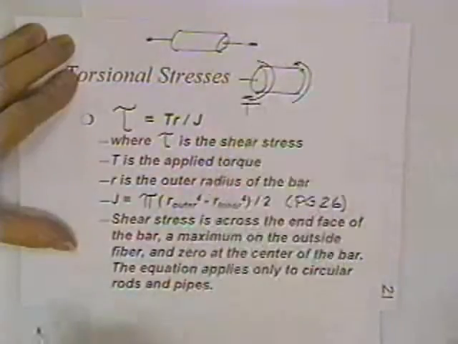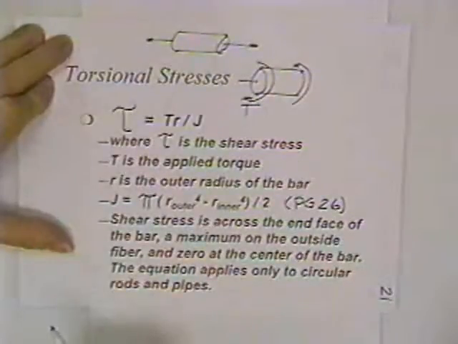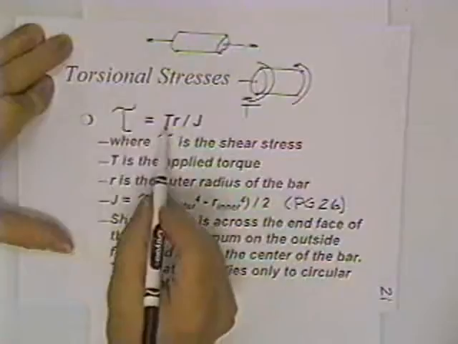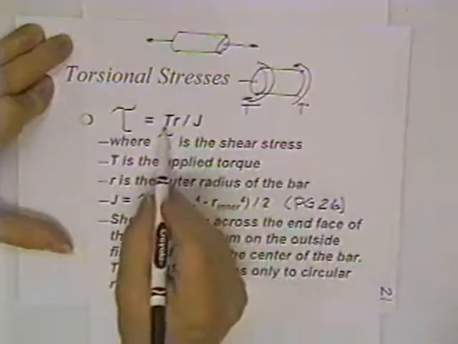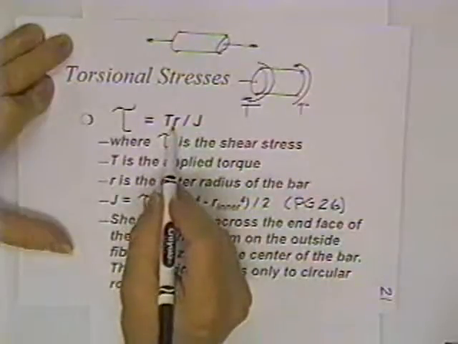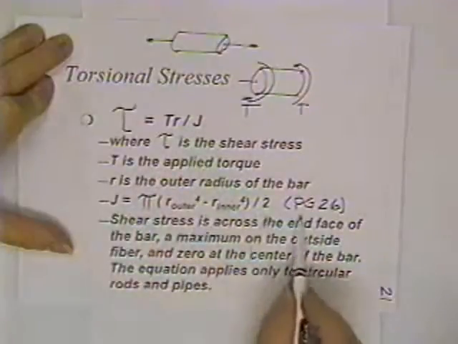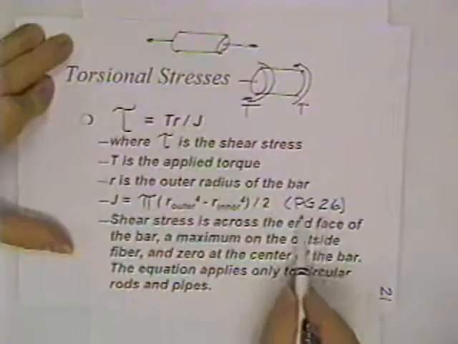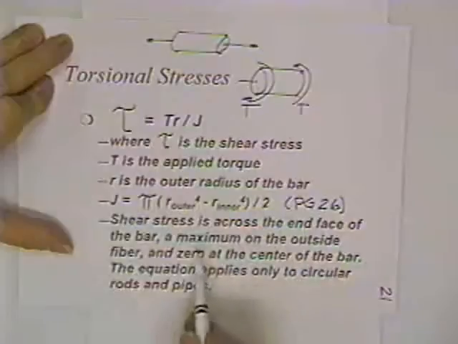They are twisted. They are torqued. The stresses induced in those bars are called torsional stresses. The equation for them is how much torque did you apply to the cross section. That means you'll have to know how to get that torque. What is the radius of the shaft, and what is its polar moment of inertia? On page 26 of your reference manual, you'll find polar moments of inertia for various shapes.